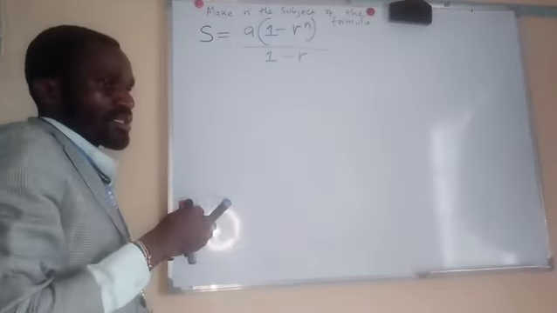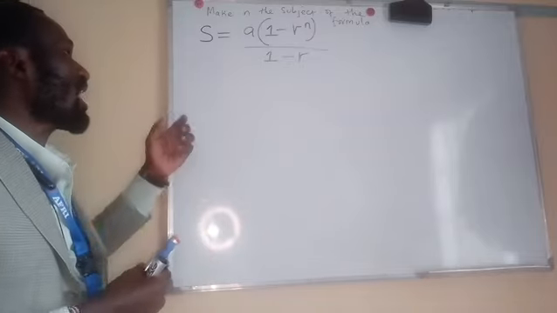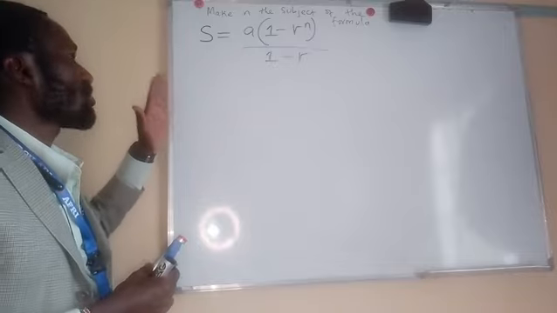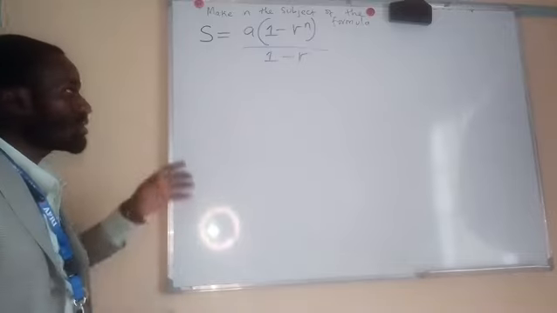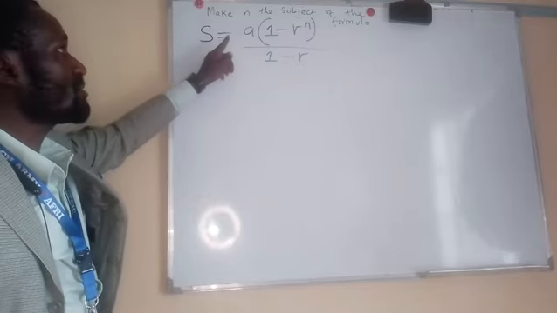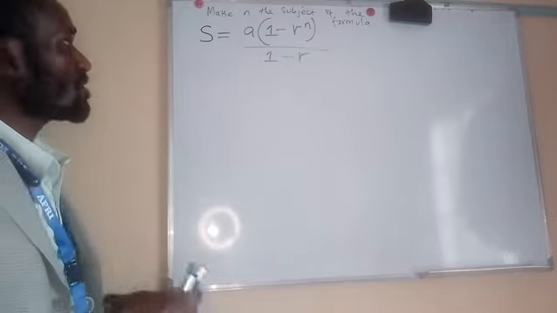So at this point, making a letter the subject of the formula means you have to actually isolate it from each and every part of that, then place it on one side of the equal sign. For example, in this case, S is the subject of the formula. We can still make A the subject and still make R the subject, or even N. So what do we do then?